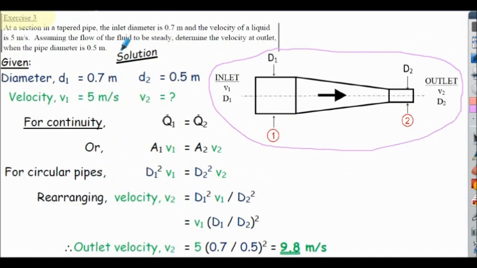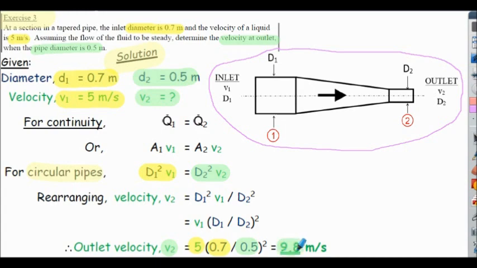Here's exercise 3, full worked solution. Again, as always, extract the information from the question for the inlet and for the outlet, noting we have to find the velocity at the outlet. For circular pipes, we know the continuity equation simplifies to d1 squared multiplied by v1 equals d2 squared multiplied by v2. In this case, we transpose the equation for v2, then insert the values from above. We can evaluate the velocity v2. I'll let you review the solution at your own pace.